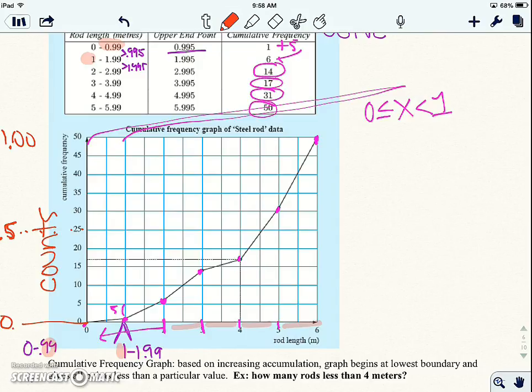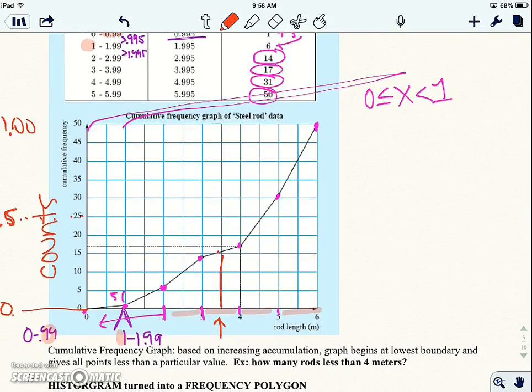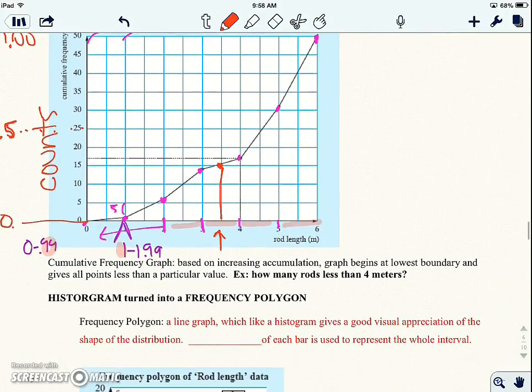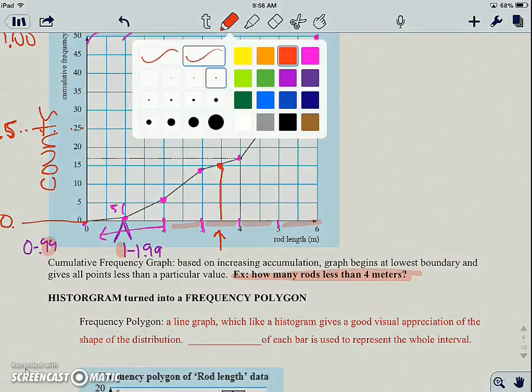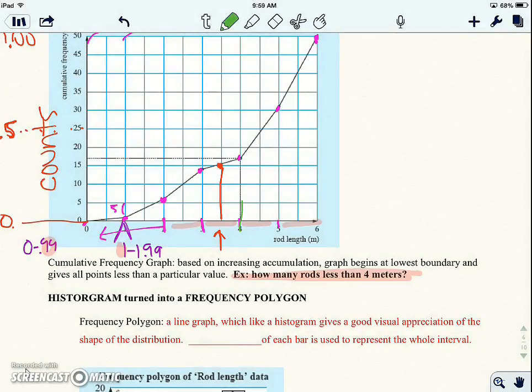What is also nice is you can use it to answer questions about stuff that's not right in the chart, like how many rods are less than 3.5, and you can use this little line that they drew in to help you estimate that. All right, so cumulative, okay, so the question they ask then is how many rods are less than 4 meters? So I'm going to go and look. Go to 4 meters, go up and over, okay, and it looks like there are 17 rods that are 4 meters or less.